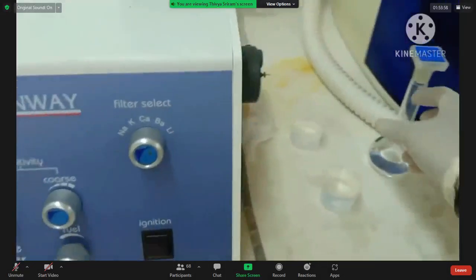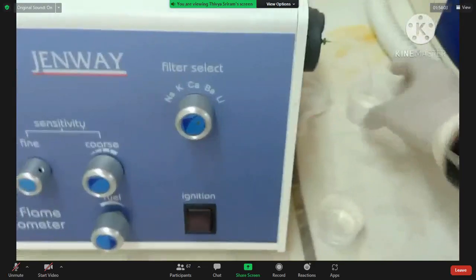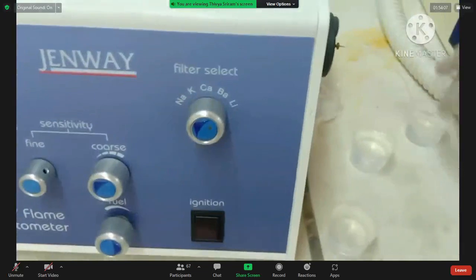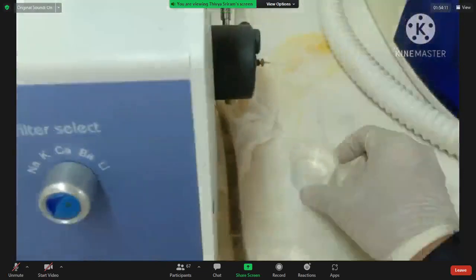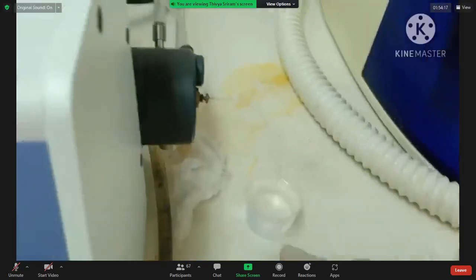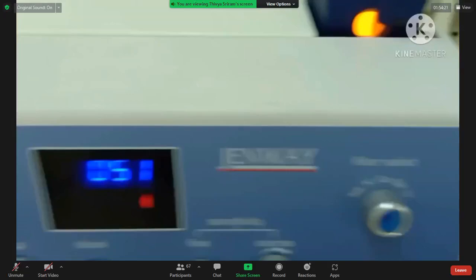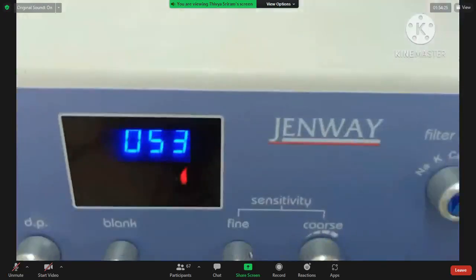After that, we can now proceed in reading our next standard. So if we have 5 standards, we will just replace this 5 times. Once you put the next solution to be read, automatically it will be displayed on the screen, whatever reading it is.